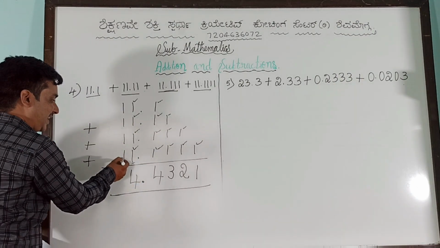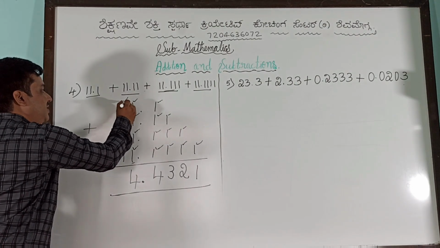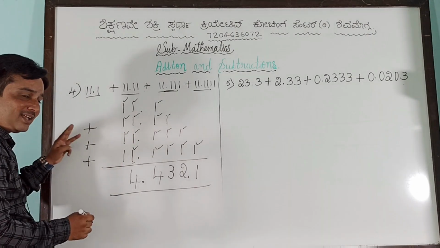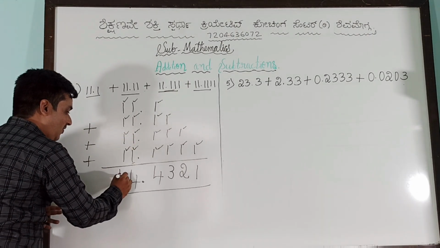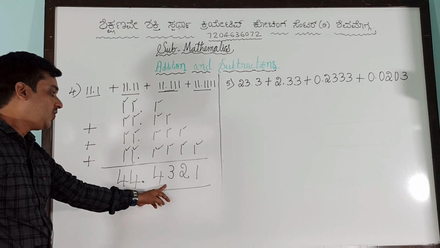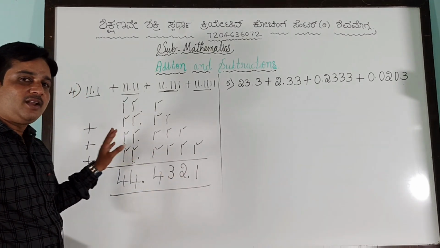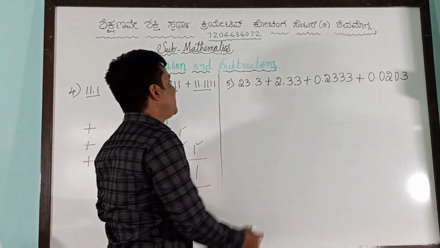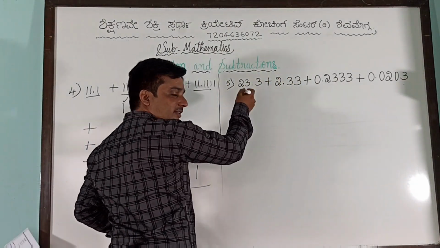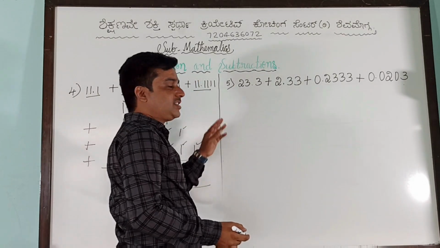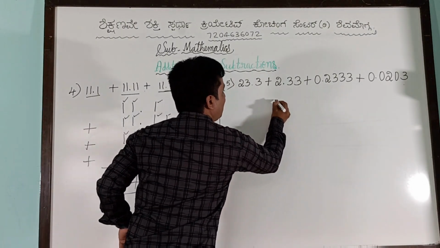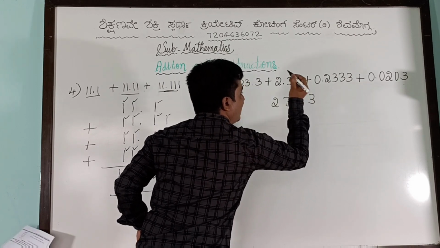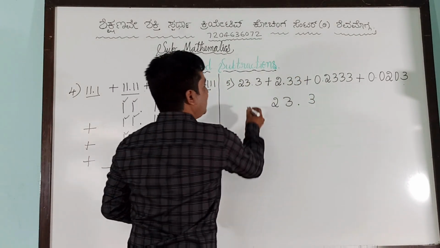After that, let's come to the 10th place. Here 1 is there, 1 plus 1 is 2, 2 plus 1 is 3, 3 plus 1 is 4. So 44.4321 is our answer. Okay, now let's see the fifth question. Here see, let's write according to their place. I am going to write this one. The first one is 23.3, they have given. Okay, I have written this.